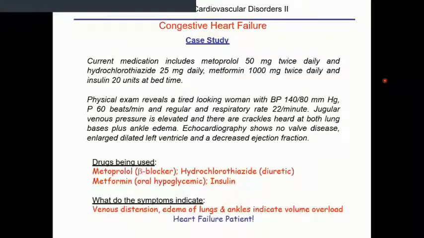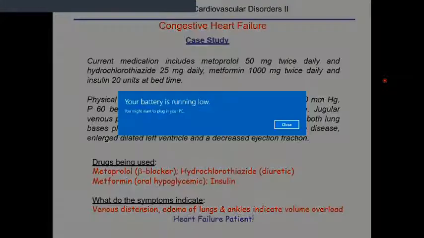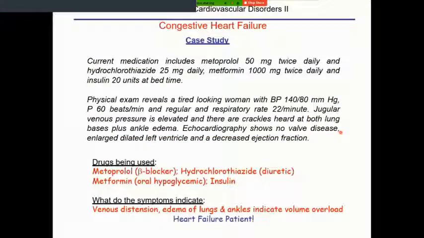Of course, we have identified the drugs here: your metoprolol, your hydrochlorothiazide, your metformin, your oral hypoglycemic, and your insulin. So what do the symptoms indicate? You have venous distension, edema of lungs and ankles, and this indicates volume overload. So this is a heart failure patient.